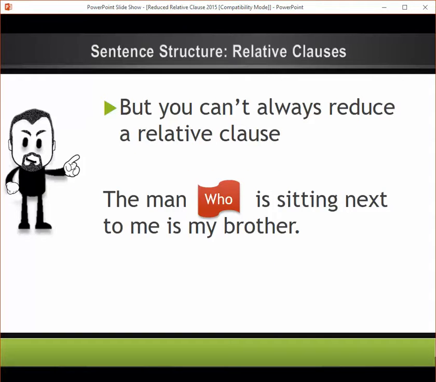But you can't always do this. You can't always reduce a relative clause. So, the man who is sitting next to me is my brother. Again, it's no commas. So perhaps we can do it. Let's try. The man is sitting next to me is my brother. See, this doesn't sound right. And it isn't right. It's wrong because of what comes after the relative pronoun, is.